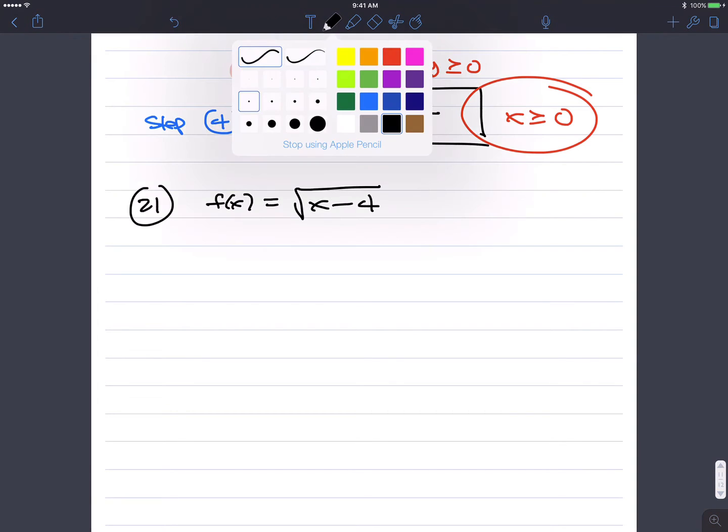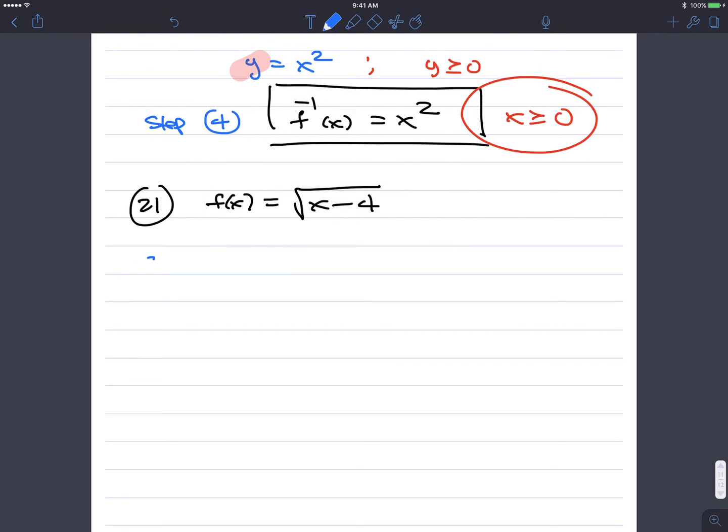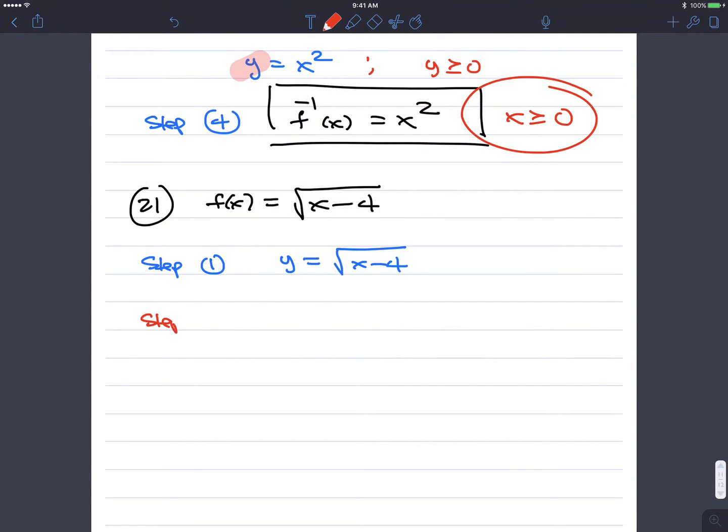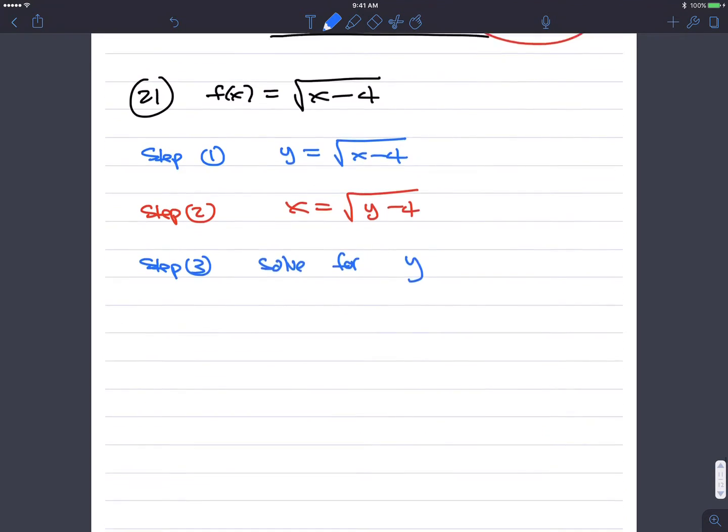Go through our steps. Let's find the inverse. Step 1. What do you guys let step 1 be? Y equals square root of x minus 4. What's your second step? Switch x and y. X equals. Okay. What's the third step? Solve for your y value.